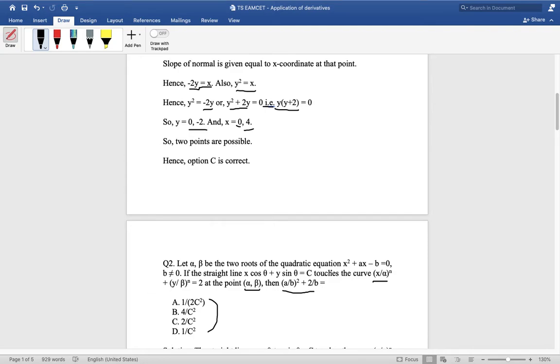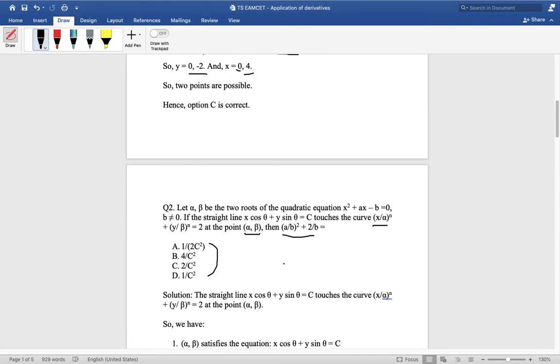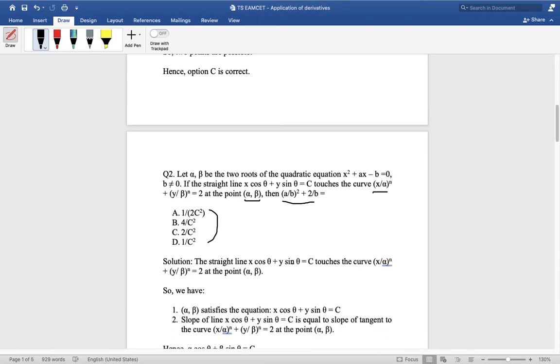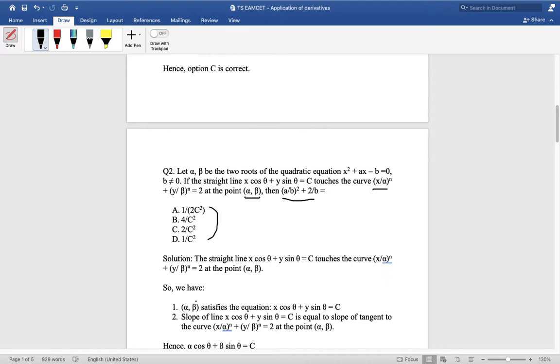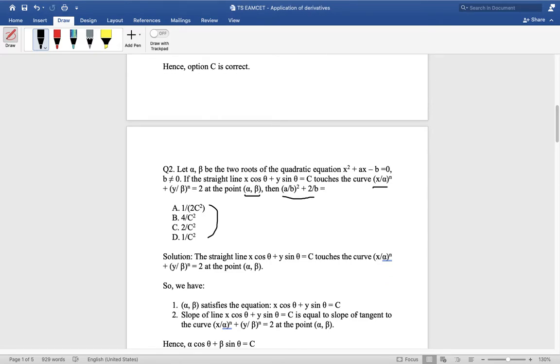And I will have a relation between a, b and alpha, beta from here, right? So let's just start solving this problem. The straight line touches the curve at this point, so we know that alpha, beta satisfies this equation, and the slope of the line is equal to the slope of the tangent to the curve at this point.